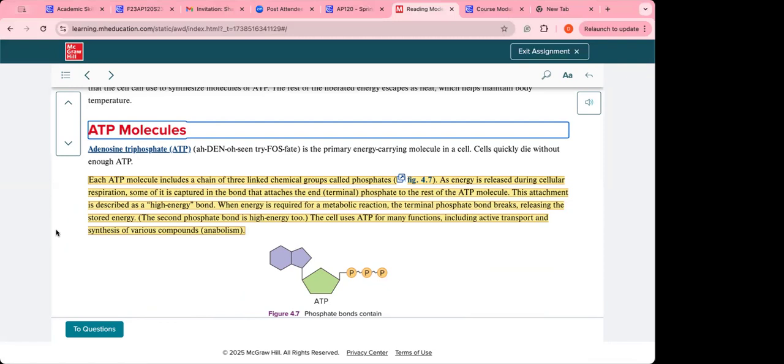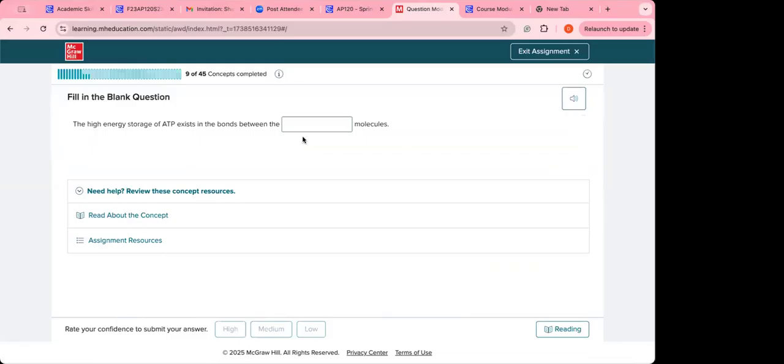So it's phosphate. Oh wait, it says molecules. So between the, I'm not sure if that's what they want, but it's phosphate bonds. Let me see if that's the word they want though. Google search this.